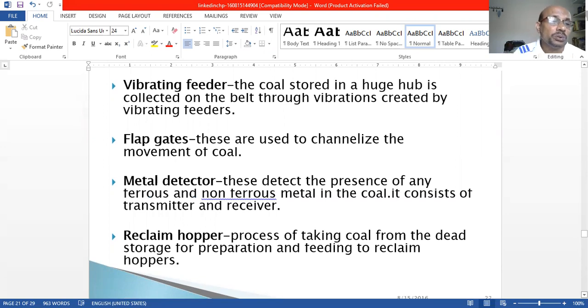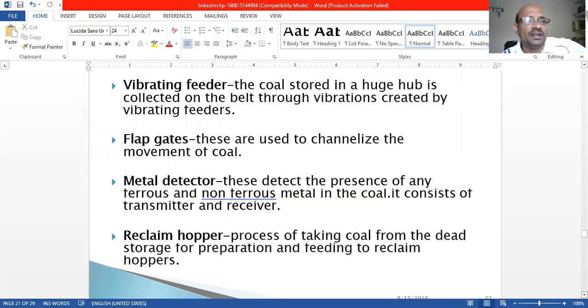What I want to tell is that these vibrating feeders collect the coal in bulk onto the belt through vibrations created by vibrating tethers. Tethers means some rolling elements will be there, and as the vibrating feeders operate, we are going to segregate that coal.